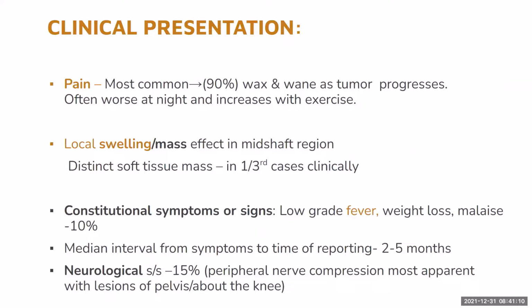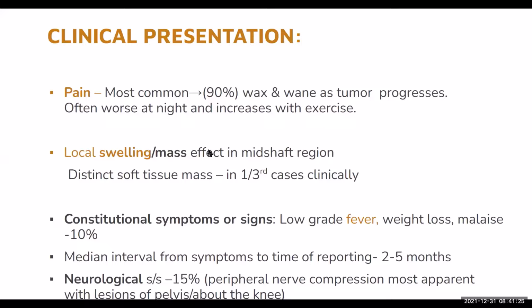Clinical presentation: the most common presentation is pain, which comes and goes, and patients often say that it increases at night and with exercise. There may be local swelling or a mass effect in the mid shaft region, and a distinct soft tissue mass is seen in one third of cases. Constitutional symptoms or signs, such as low-grade fever, weight loss, or malaise, are seen in around 10% of cases. If there are constitutional symptoms, then most likely the patient has metastasis. The median interval from symptoms to time of reporting is around 2 to 5 months, and neurological symptoms may be present in around 15% of patients due to compression of the nerves.